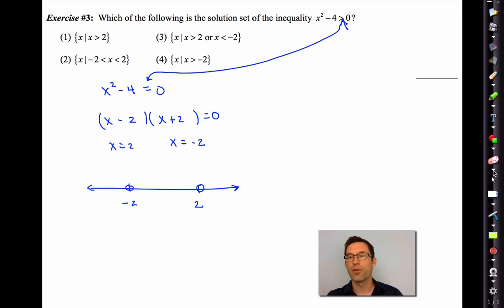All right, no big deal there. Just kind of get rid of that a little bit. And now what I do is I test points. So I grab a value of x out here. Let me take x equals negative 3, and I see if it works in the inequality.